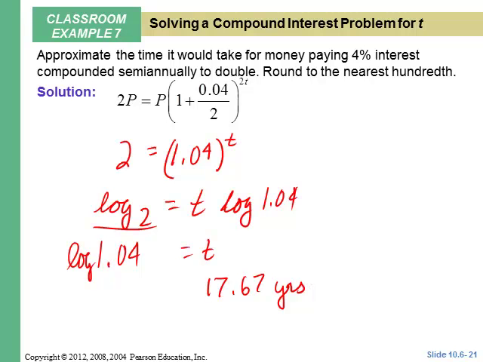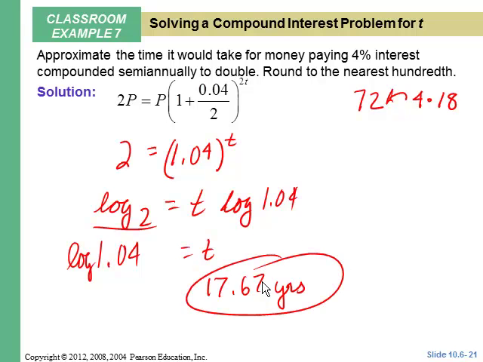at 4%. There's a thing called the rule of 72. In other words, the interest rate times the number of years is going to be 72. 4 times 18 is 72. 17.67 is pretty close to 18 years.